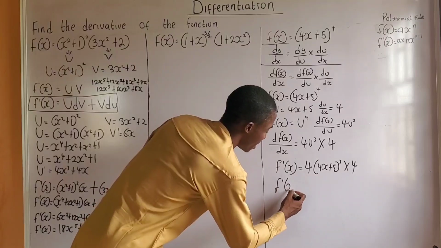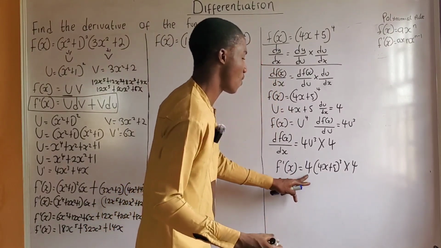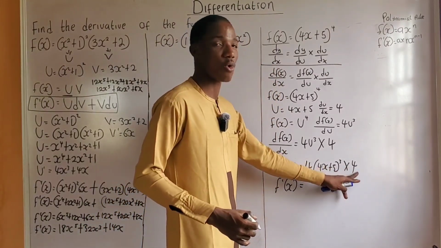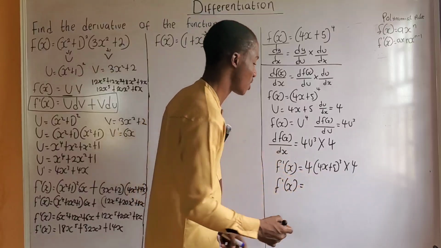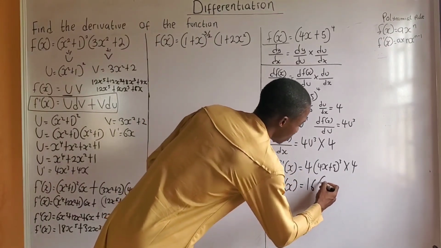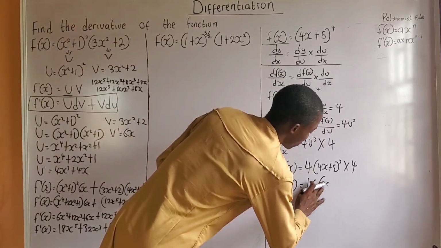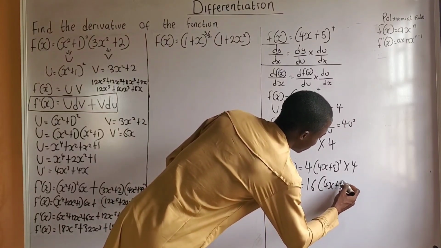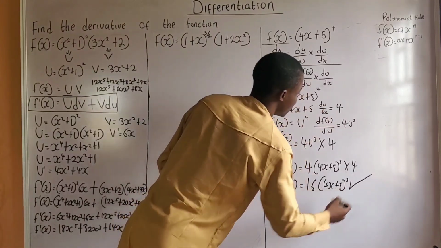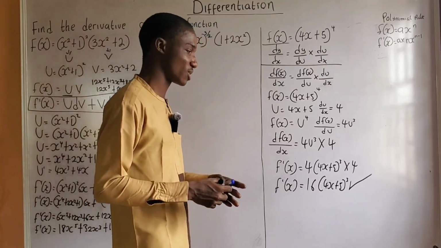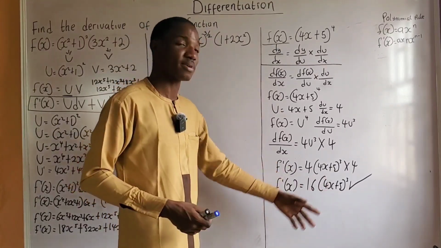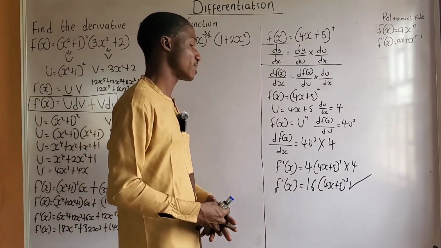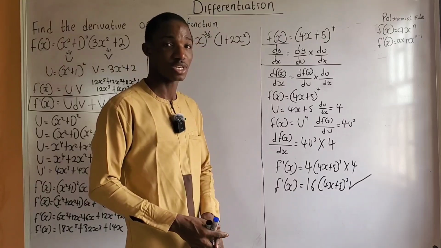The derivative of f(x) will be equal to, now, 4 times 4. What is this? That's 16, right? So I'm going to have 16 multiplied by (4x + 5) raised to the power of 3. So that is the final answer to that question. And if you like, you can proceed to expand this bracket, but for the sake of simplicity, you can leave it like this. Do you understand?